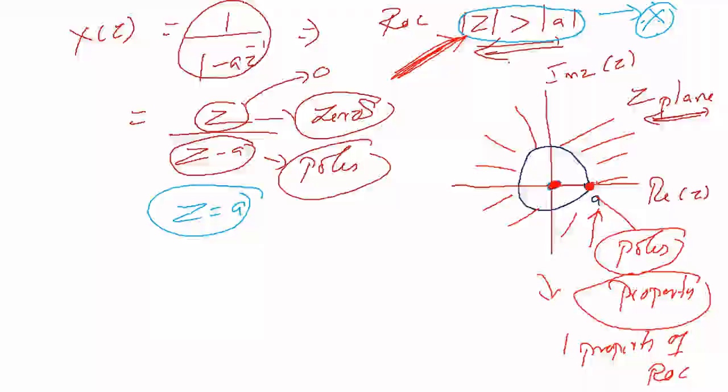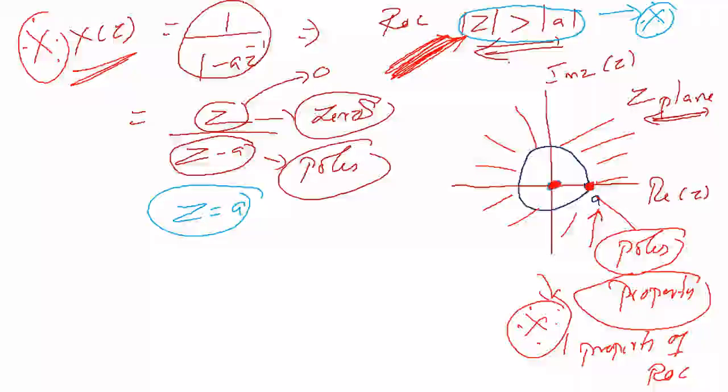Very very important short questions actually. So we will look at that later. So this particular problem is over. I have found X of z and I have found the region of convergence. We got both. So let's move on to the next problem.